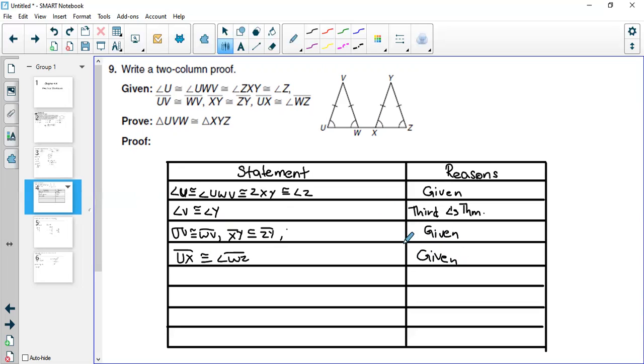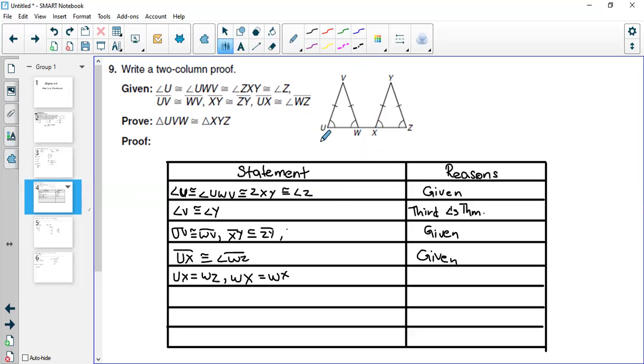Now, what can we derive from this information which they have given, that UV is equal to WV and XY is congruent to ZY, and then UX is congruent to WZ? What can we derive from all this? We can say that UX is equal to WZ. This is what we can understand, right? And also WX, this part here, should be equal to what? It should be equal to WX as well, because there is nothing else.